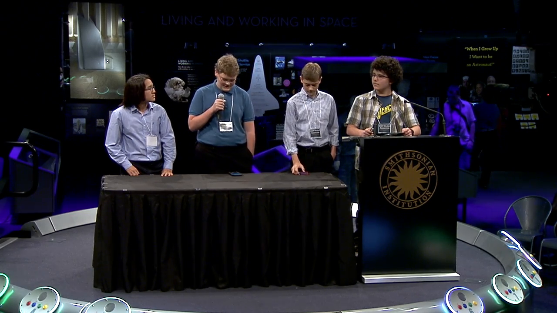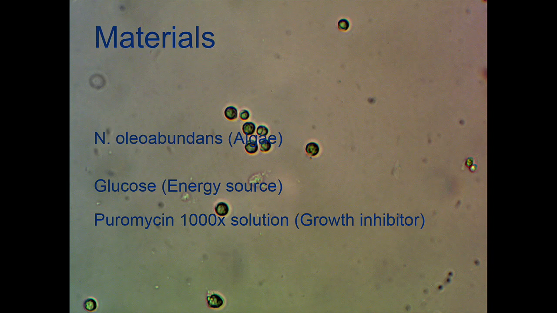Our experiment consists of 3 main ingredients. Our first and most important ingredient is our algae, Neochloris oleoabundans, which we'll talk a bit more about later. Next, if we wanted our algae to grow, we would need to have a food source for this. We decided to use the universal energy source, glucose. Finally, if we wanted something reliable to measure down here on Earth, we would need to fix the results on the way back down from the ISS. And to do this, we decided to use the growth inhibitor puromycin solution.